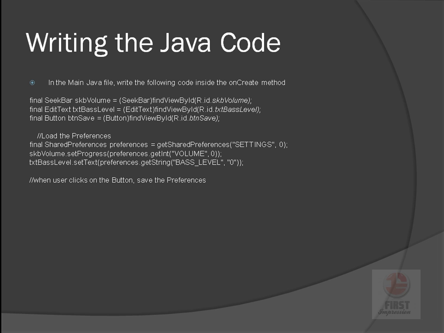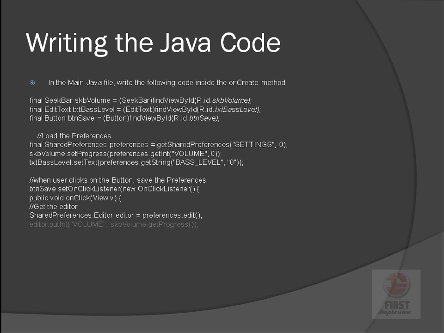Okay, so when we click on save, we have to first get the editor of the shared preferences by saying SharedPreferences.Editor. The object name is editor equals preferences.edit. This preferences is the object of the SharedPreferences class. Then you have to put the values inside the preferences. So we will say editor, that is the object of the SharedPreferences.Editor, dot putInt. Over here we said getInt, so we have to say putInt, the key, that is the volume, comma the seek bar volume dot getProgress. I hope you are getting the analogy.